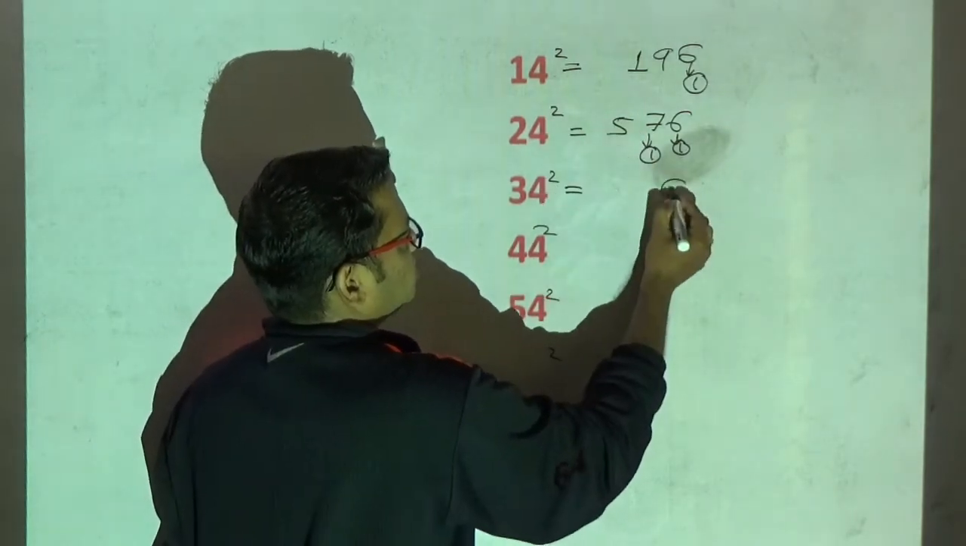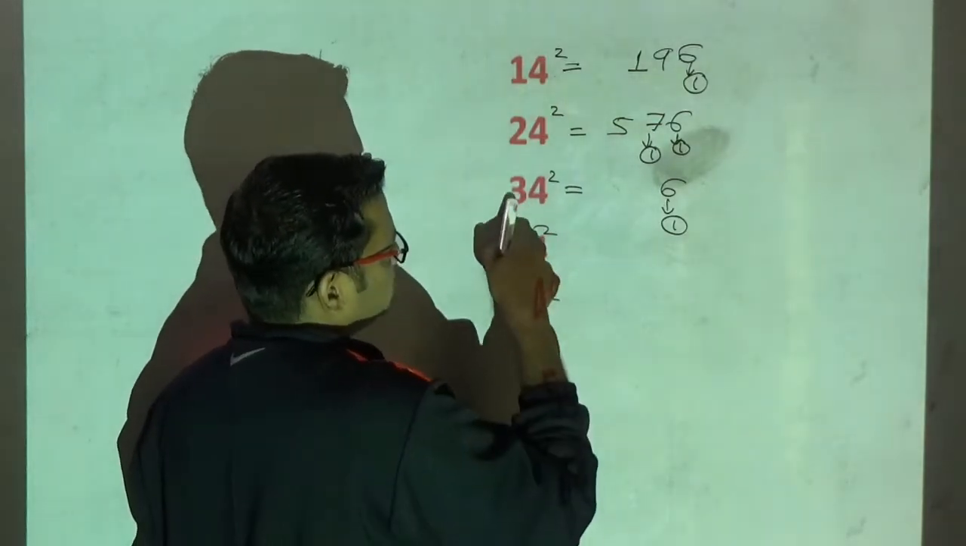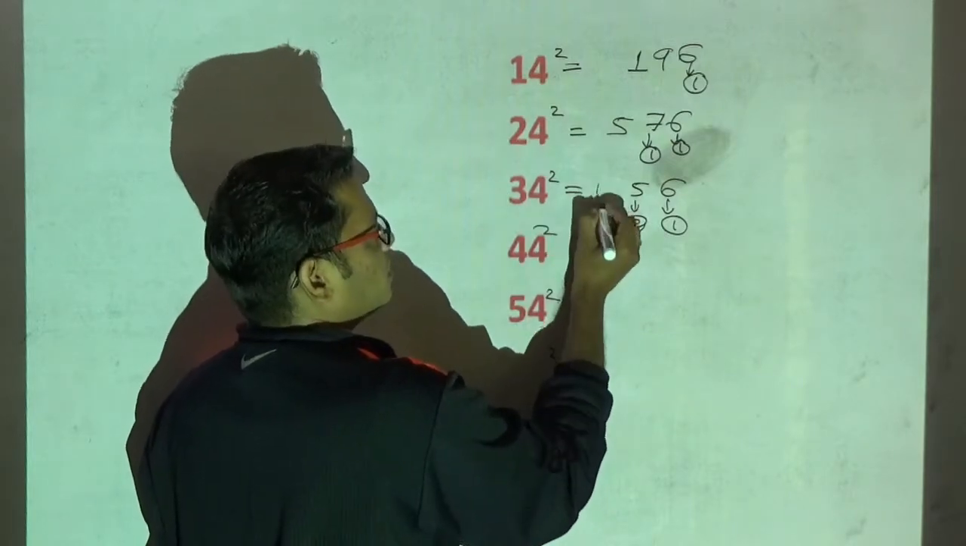Similarly, here 4 square 16, carry is 1. Okay, double your 4, it will become 8. 8 3s are 24 plus 1 is 25. Carry 2. 3 square 9 plus 2 is 11.